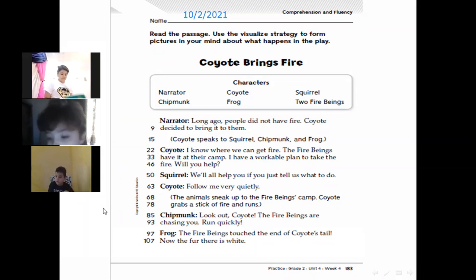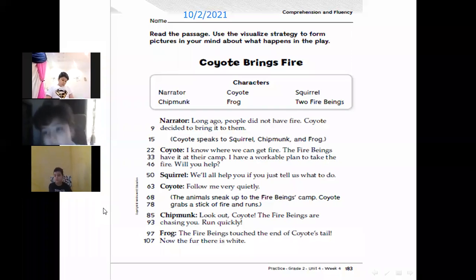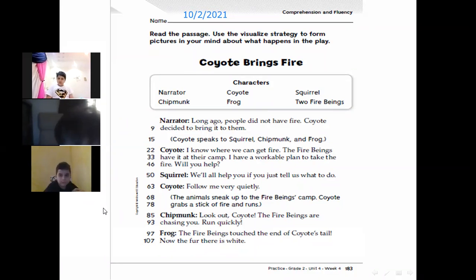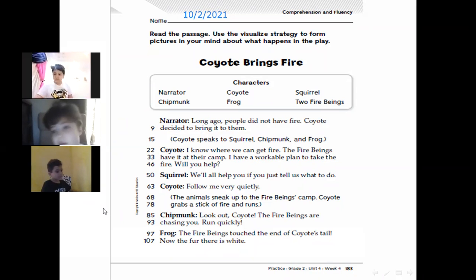183. Let me open my book. So, read the passage, use the visualize strategy to form a picture in your mind about what happens in the play. I want you to imagine this play in your mind, okay? The first, here in the beginning, let's read the title of the story.